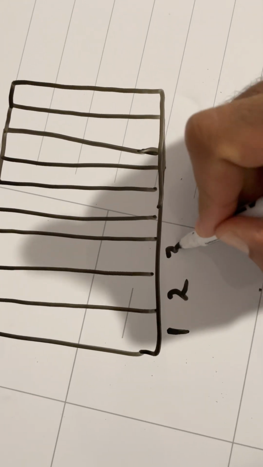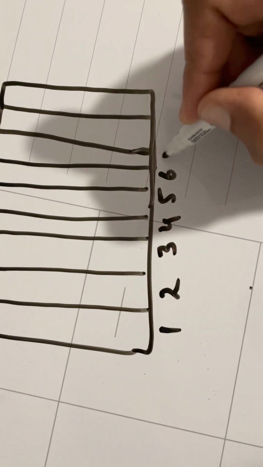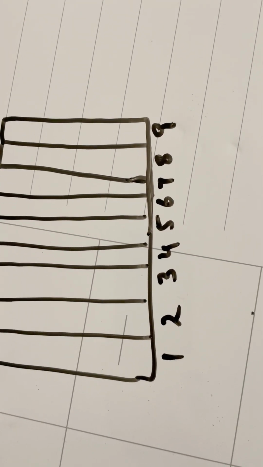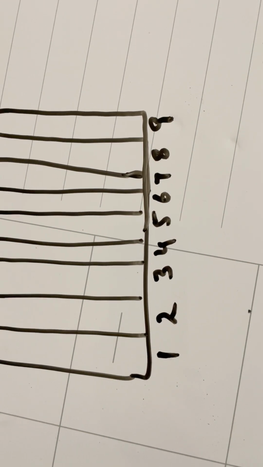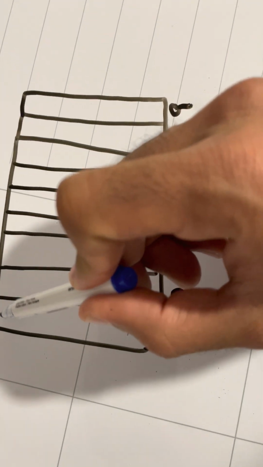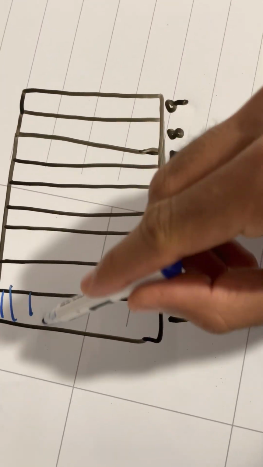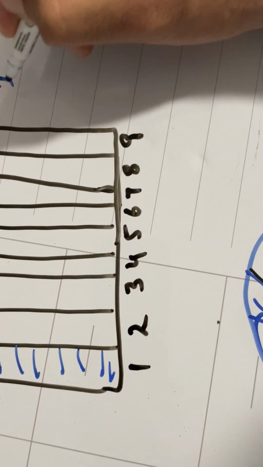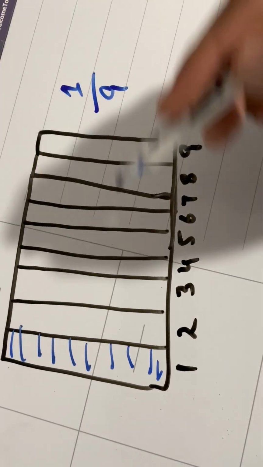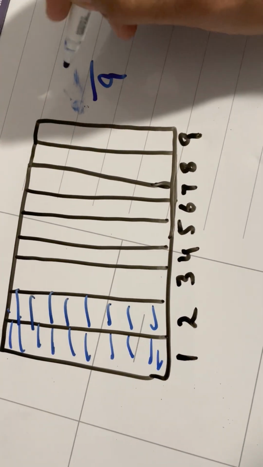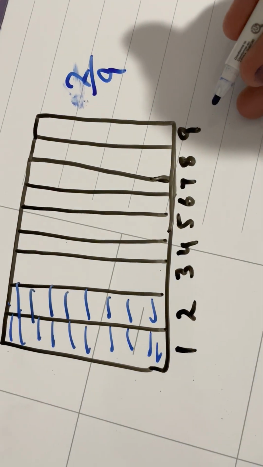9 overall parts. 1, 2, 3, 4, 5, 6, 7, 8, 9, just to remember. And if we shade it, let's say we shade the first 5. Now, for example, if I'm shading only 1, we can write it. How many are shaded? 1 out of 9. In fraction, it will be 1 out of 9. And if we shade the second as well, it will make it 2 out of 9, because overall there are 9.